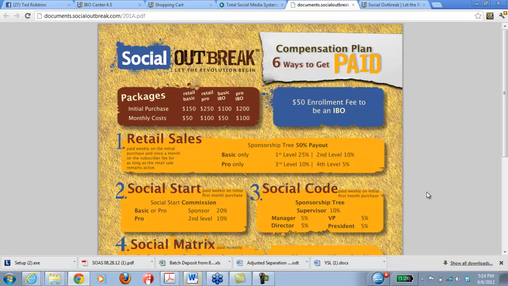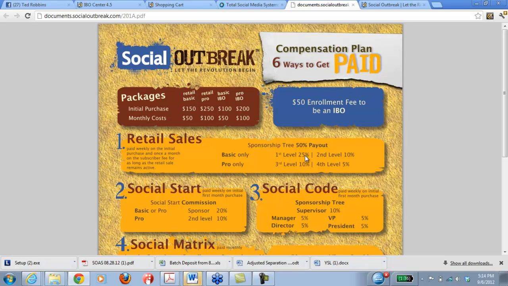Now let's touch a little bit upon the difference in how you get paid and the frequency with which you get paid as a reseller. All individual retail accounts get paid in this manner right here under the retail sales. There is basically a 50% payout, with the person that recruits that business getting 25%.